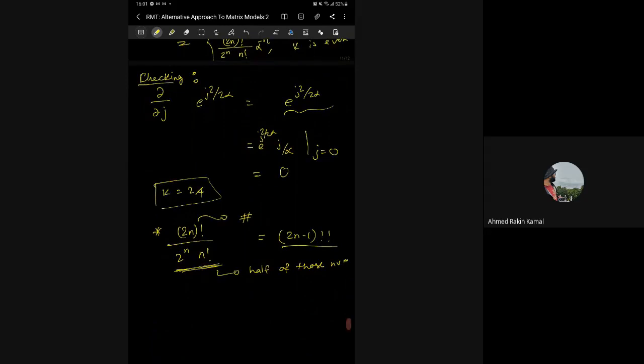That is the number of symmetries of our graph, or sorry, the number of ways of contracting the graph.